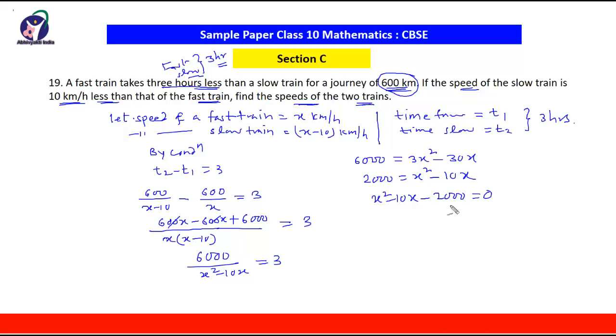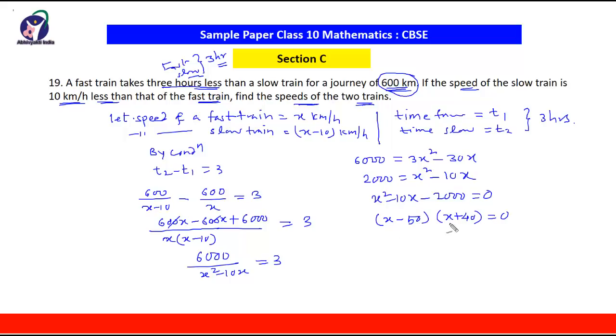So this is the quadratic equation that you have got, and now we will solve it by splitting the middle term. So here to split the middle term, we will write the factors as x minus 50 and x plus 40 is equal to 0, because 50 into 40 is 2000, with minus and plus, and minus 50 plus 40 will be minus 10. So the factors will be x minus 50 and x plus 40 is equal to 0.